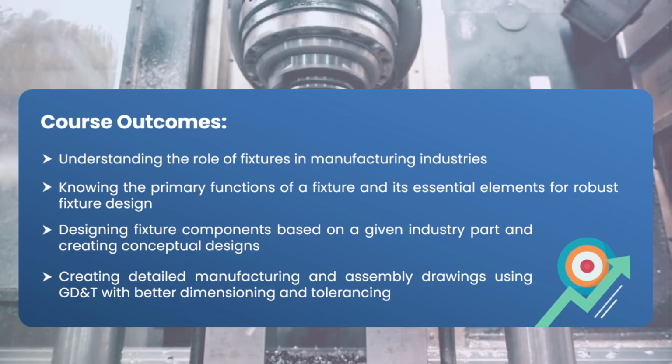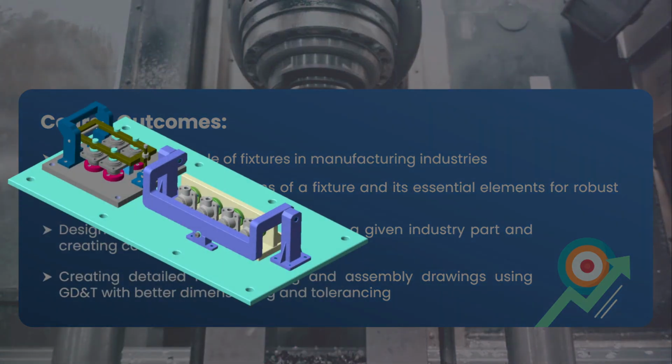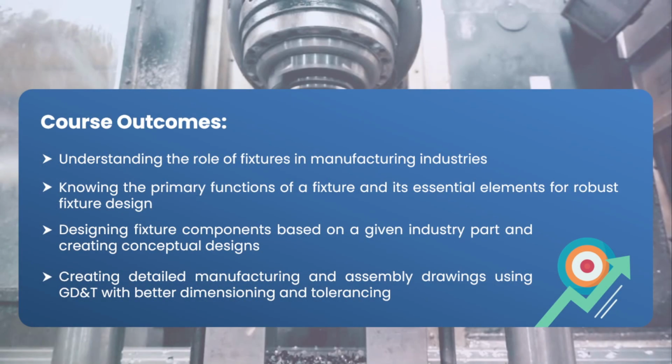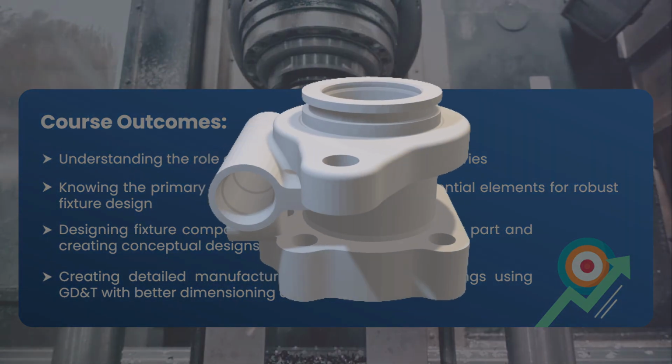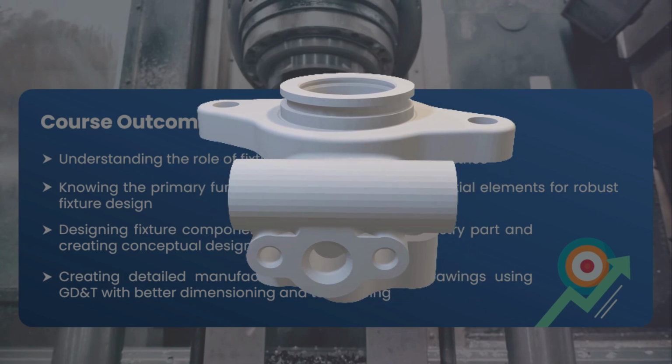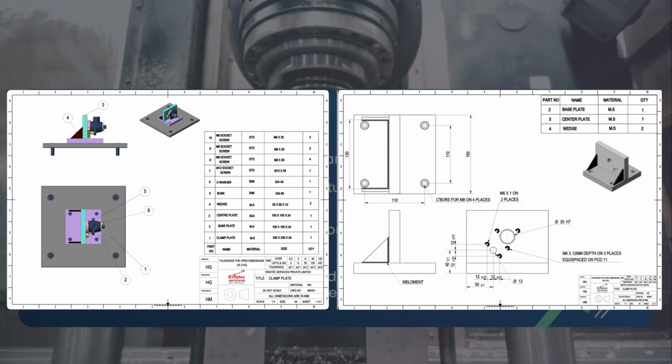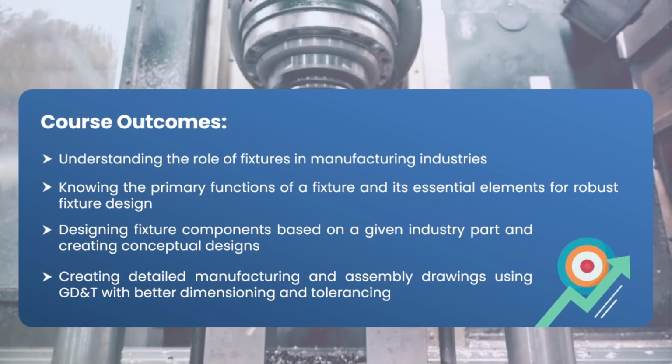At the end of this course, you will be able to understand the role of fixtures in the manufacturing industry and know the primary functions of a fixture and its essential elements which are required for fixture designing. You can design fixture components based on any given industry part and create conceptual designs for the same. You can create detailed manufacturing and assembly drawings using GD&T with better dimensioning and tolerancing, and create fixtures for any kind of machines, starting from turning to milling and the complicated 5-axis machines as well.